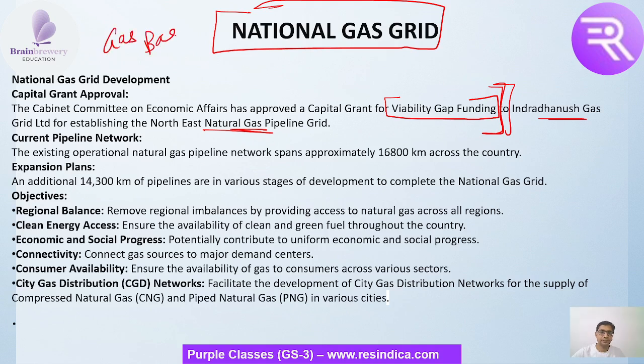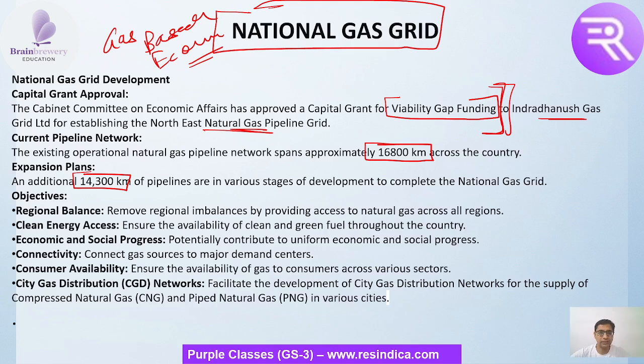Gas-based economy is what we are creating. Right now in India we have a gas pipeline network of 16,800 kilometers, and additionally 14,300 kilometers of gas pipeline network is being laid down, so that the gas grid is connected from various parts of our country in order to convert our country into a gas-based economy.